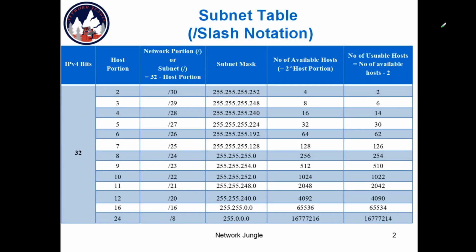So first is the subnet table. The subnet table is an important table for referring to calculate the host portions, network portions and subnet mask, then available hosts, then usable hosts. Once again you have to recall the subnet table. It is a manual calculation, and the calculation is important for everything.